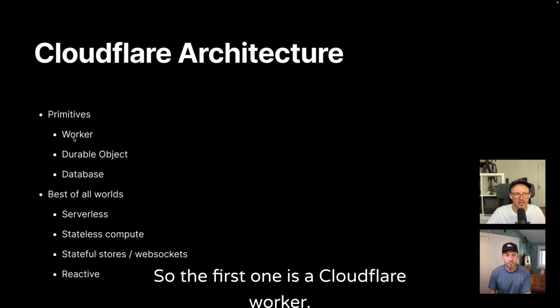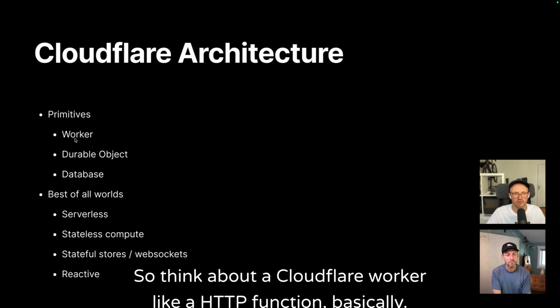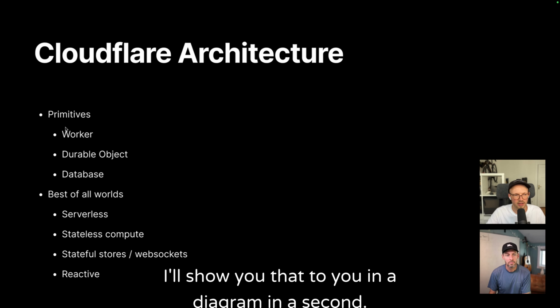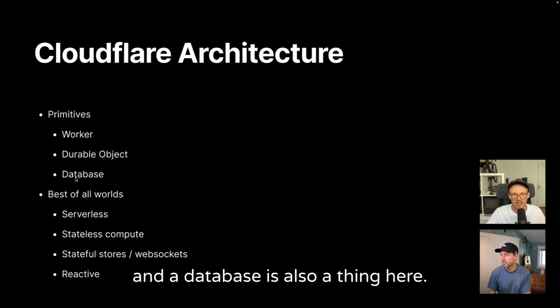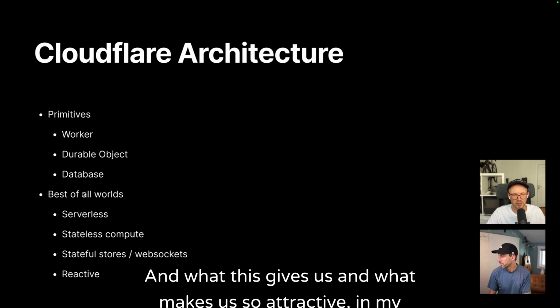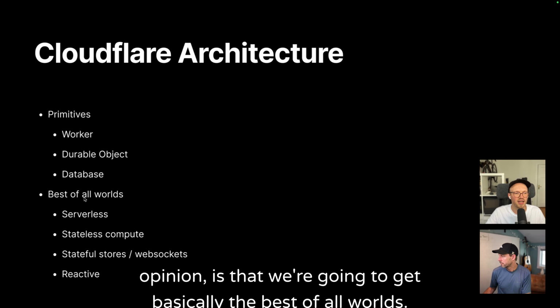So the first one is a Cloudflare worker. Think about a Cloudflare worker like an HTTP function, basically. I'll show that to you in a diagram in a second. Then we're going to try to understand what a durable object is, and a database is also a thing here. And what this gives us, and what makes this so attractive in my opinion, is that we're going to get basically the best of all worlds.